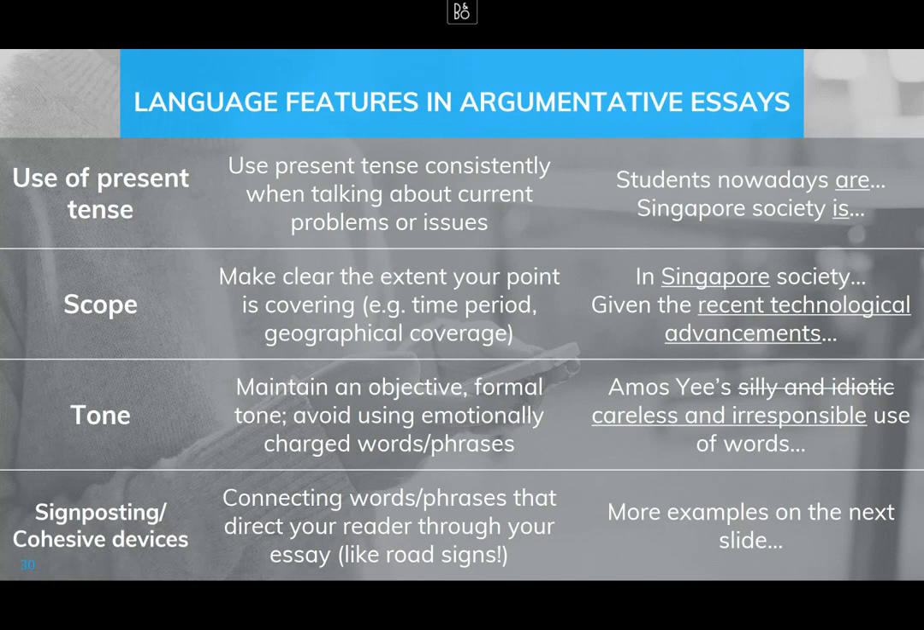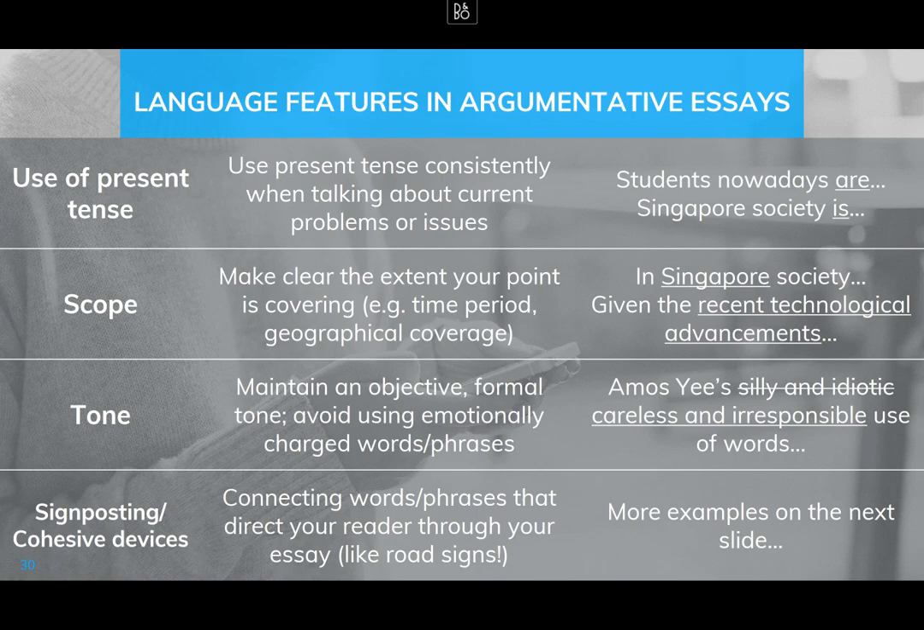The second language feature would be the scope. Why do we pay attention to the scope words that we use? It's because you want to make clear the extent your point is covering. What do I mean by extent? It could be in terms of your time period, it could be in terms of geographical coverage.